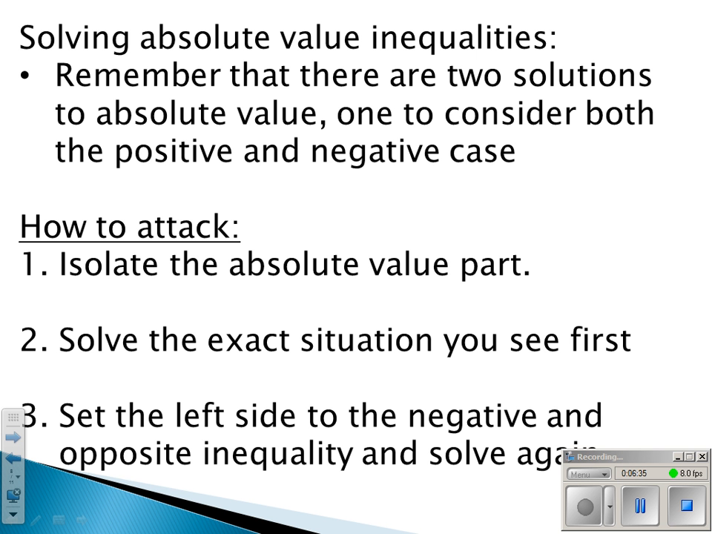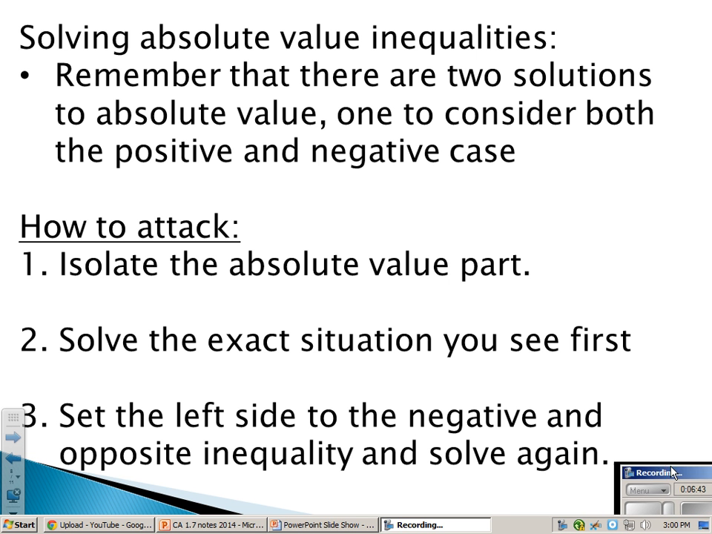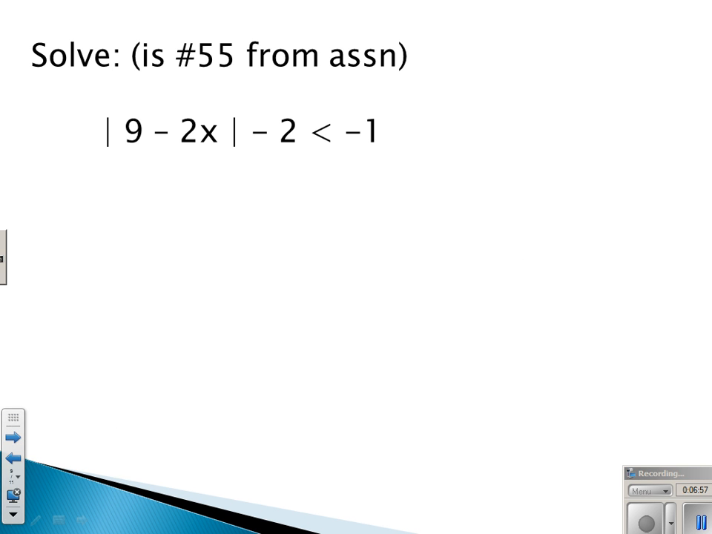Second, solve the exact situation you see first. After you're done doing that, then you need to set up the other case. What you do to do that is change the inequality around and have the negative of whatever the right side of your inequality was. Okay, so to show you that here with an example, this one actually came from your assignment set.